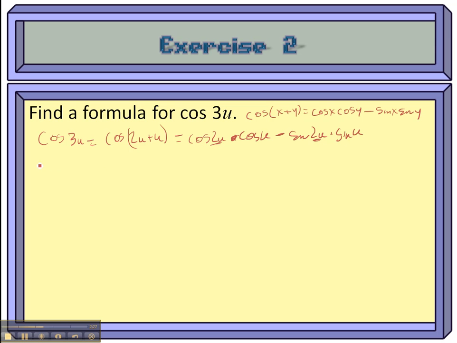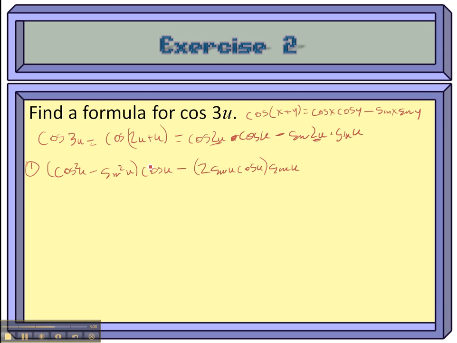So here's the first one. The first one comes from taking the cosine 2u and substituting that first formula in its place, which is, in parentheses, cosine squared u minus sine squared u. Still times the cosine u. Minus, and now in the place of sine 2u, I'm going to put the one that we just proved. So in parentheses, that's 2 sine u cosine u. And still multiply this times the sine of u.